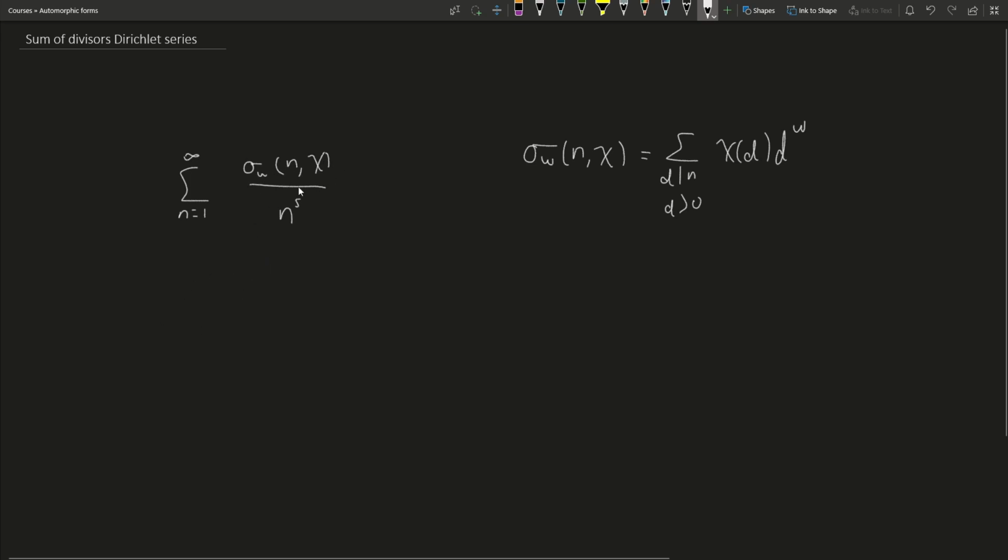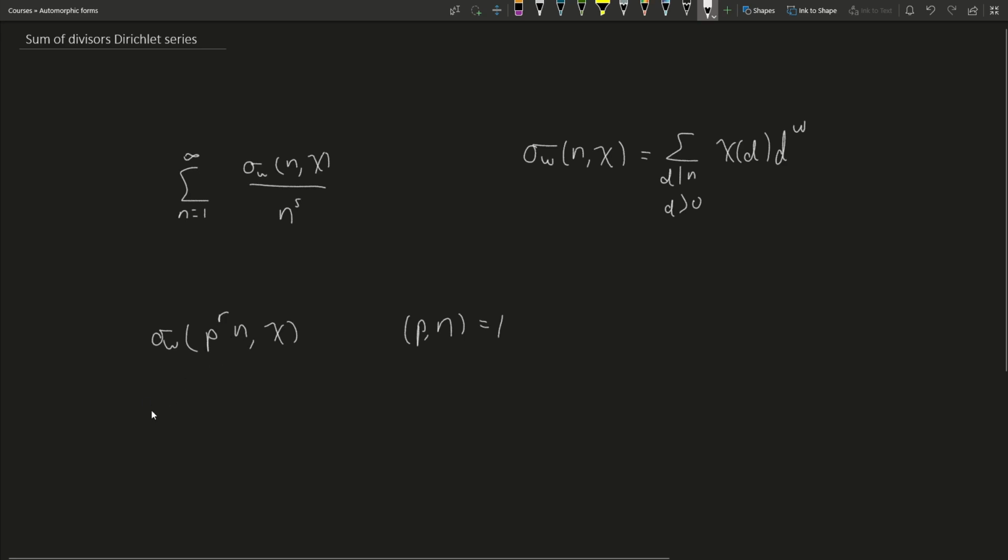So to evaluate this Dirichlet series, there are a couple ways to do it, but we're going to do it by writing it as an Euler product. So this is going to depend on this observation that sigma sub w and chi is multiplicative. So let's see that now. So sigma sub w, I'll say p to the r n times chi, where the GCD of p and n is equal to 1, so these two things are coprime.